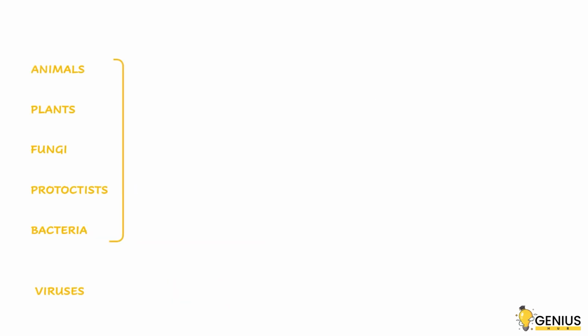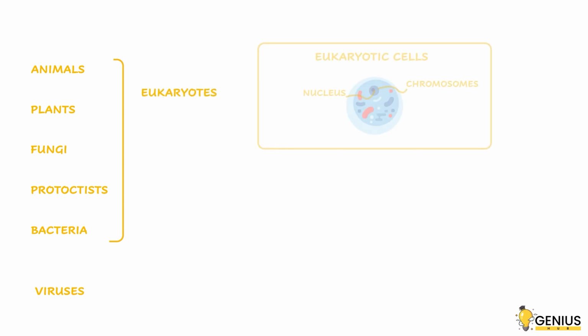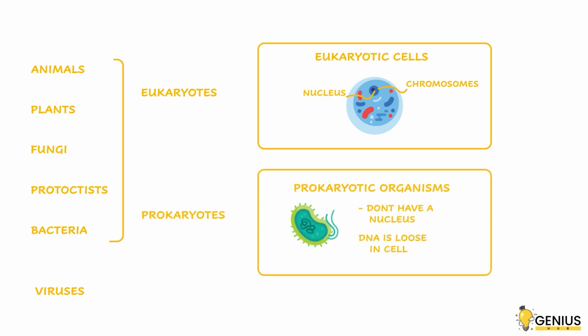Before diving into each group, an important point to note is that animals, plants, fungi, and protists are all eukaryotic organisms. This means they are composed of eukaryotic cells, which share key features such as DNA organized in chromosomes and contained within a nucleus. Conversely, bacteria are classified as prokaryotic organisms, meaning they lack a nucleus and have their DNA freely floating within the cell. Since viruses are not considered living, they do not fit into either category.